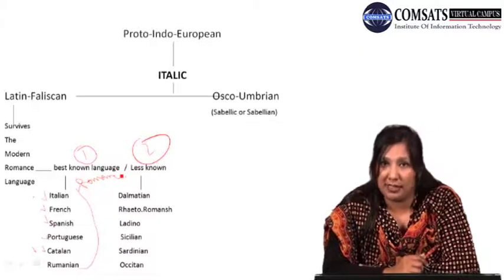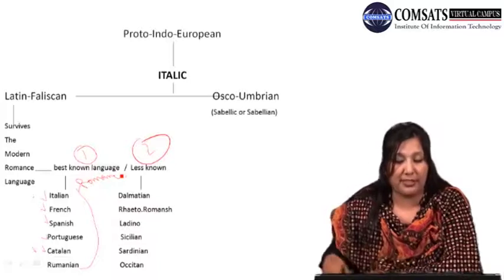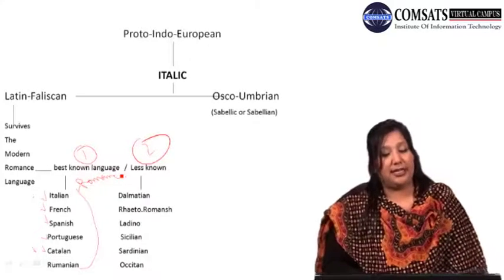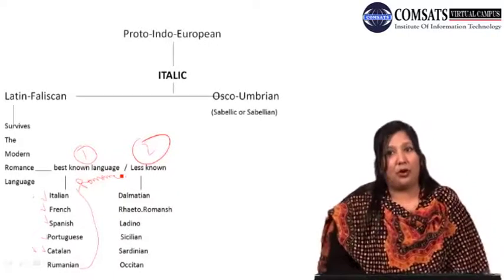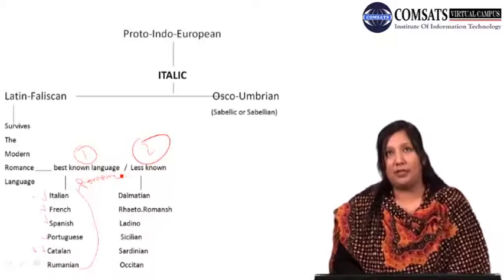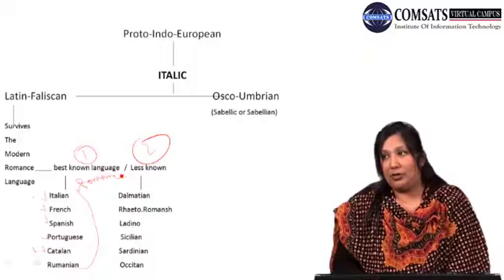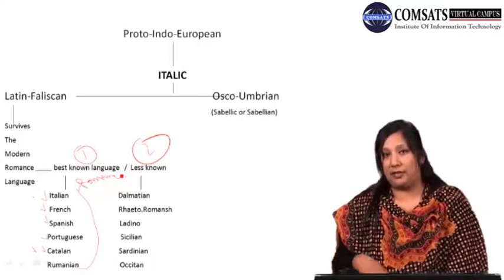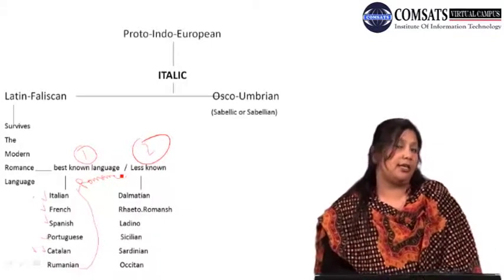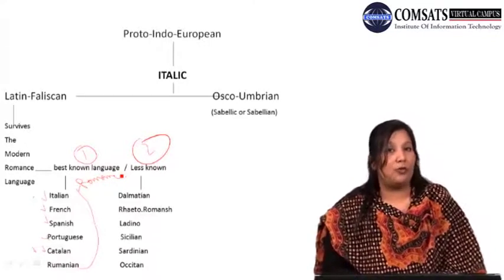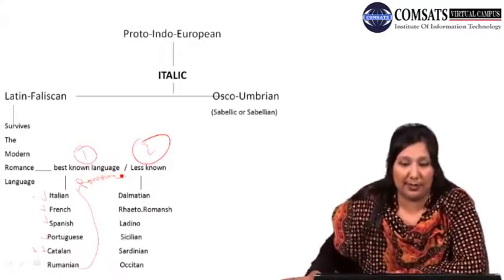Now let's come towards the lesser known languages of the same branch. These are Dalmatian, Romanish, Ladino, Sicilian, Sardinian, Occitan. Yes, these are really very, very less known languages, because while we go through the names of the languages, we did not find any of the familiar names. We cannot say that, yes, these were the languages that we also know. Whereas on one side there is the family of all those languages that are very, very best known all over the world.